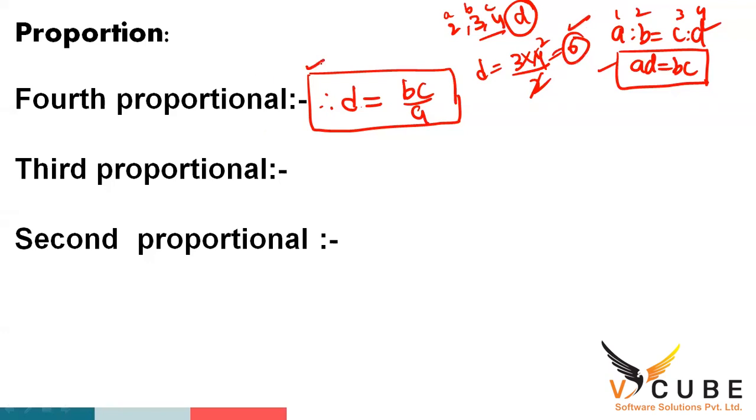Just remember here, the fourth proportion formula, D is equal to BC by A. And coming to the third proportion formula, for example, A is to B is equal to B is to C.